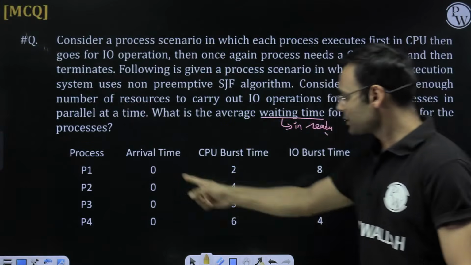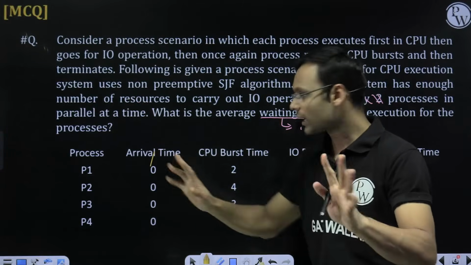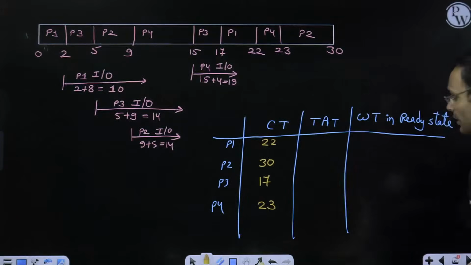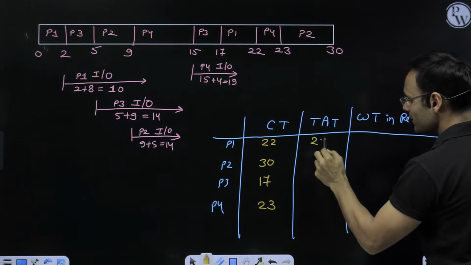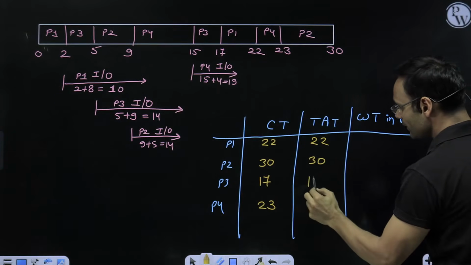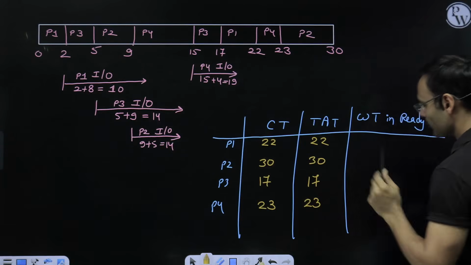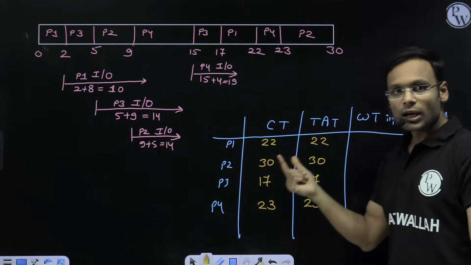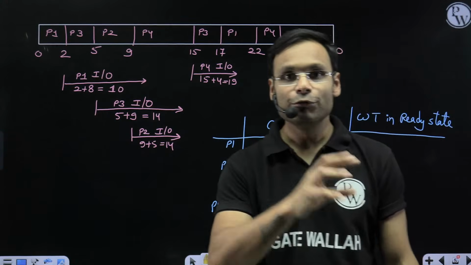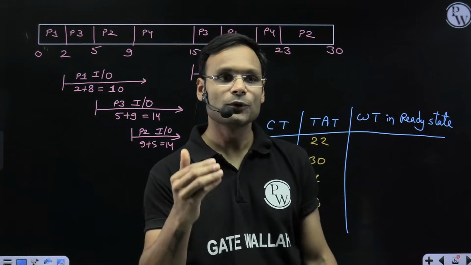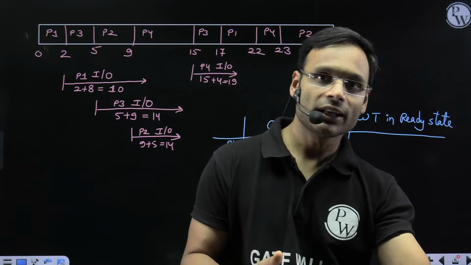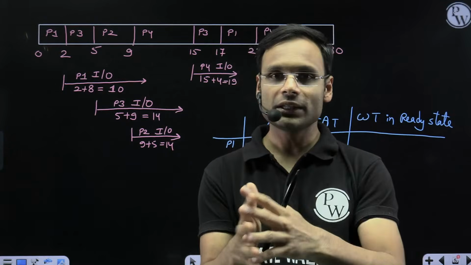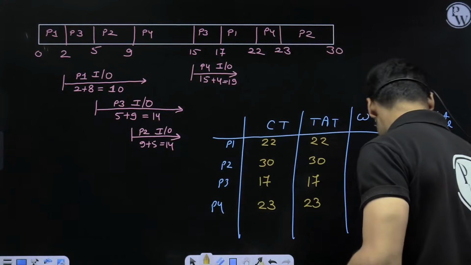Turnaround time is completion time minus arrival time. All our arrival time 0, 0, 0, 0. So turnaround time 22 minus 0, 30 minus 0, 17 minus 0, 23 minus 0. Waiting time in ready state: turnaround time minus every execution time. Every execution means whether execution in IO or CPU. Look at this, look at this.